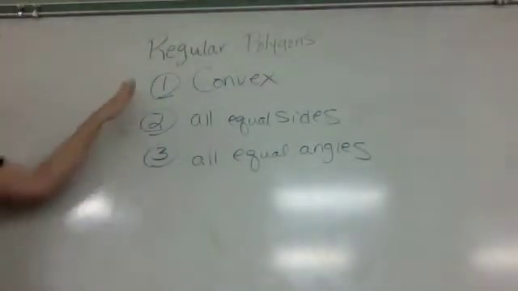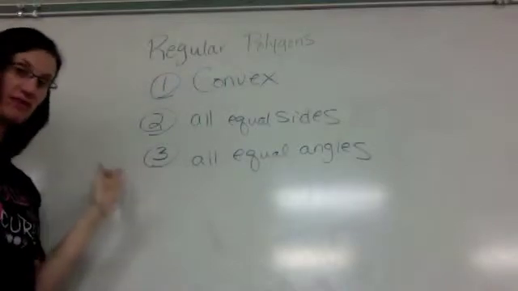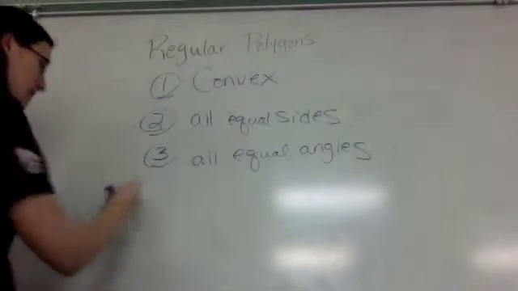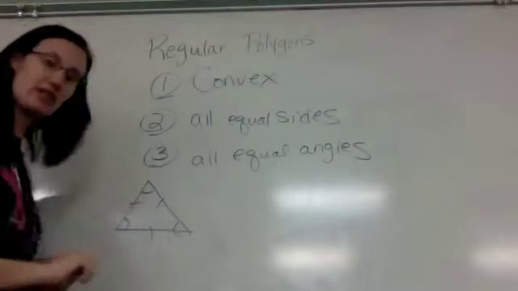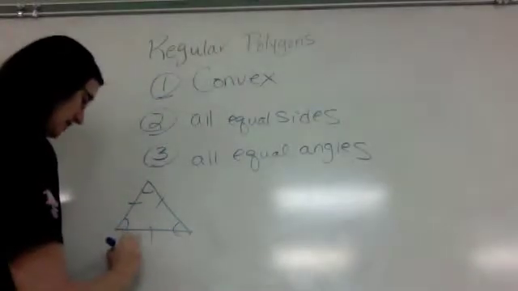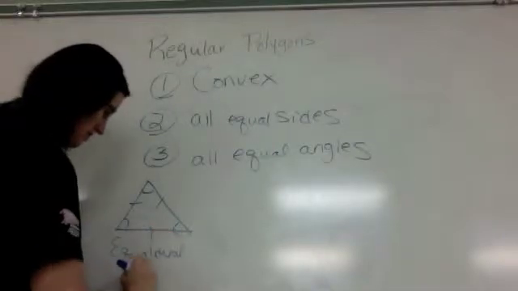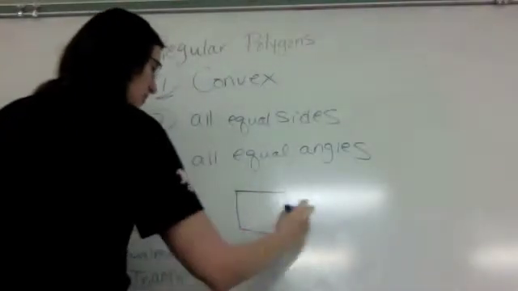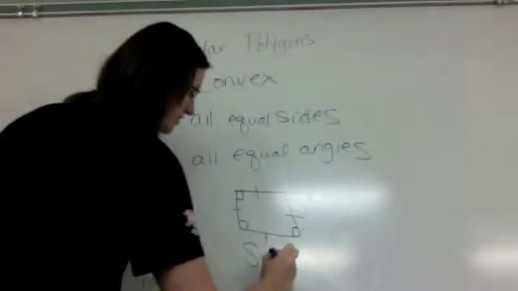So these are the 3 things you need: convex and all equal sides and all equal angles. It's not an or, it has to be all 3 of these. Now, there are 2 common regular polygons that we've already dealt with quite a bit. The first is the equilateral triangle. Because in an equilateral triangle, all 3 sides are equal and all 3 angles are equal. In fact, all 3 are 60 degrees. The second is the square. All sides are equal and all angles are equal because all angles are 90 degrees.